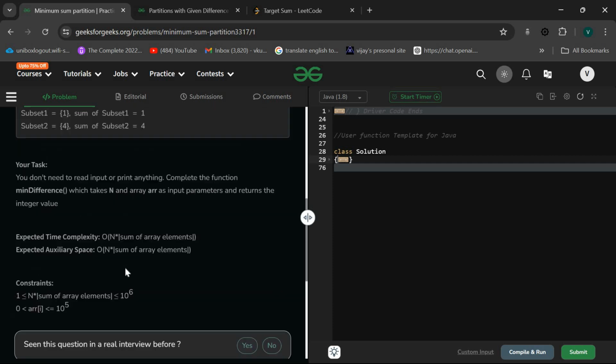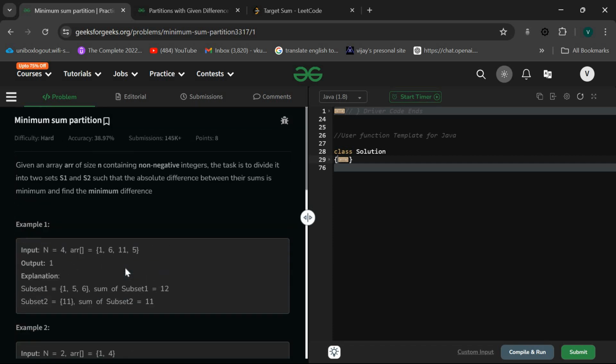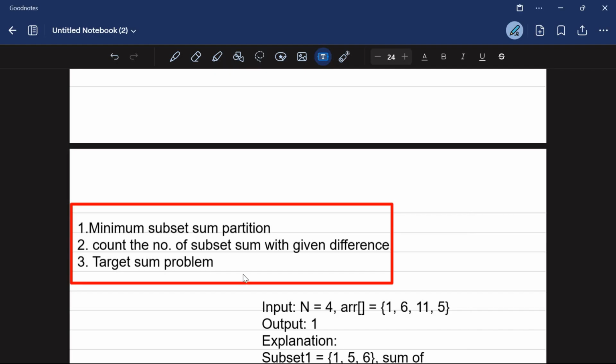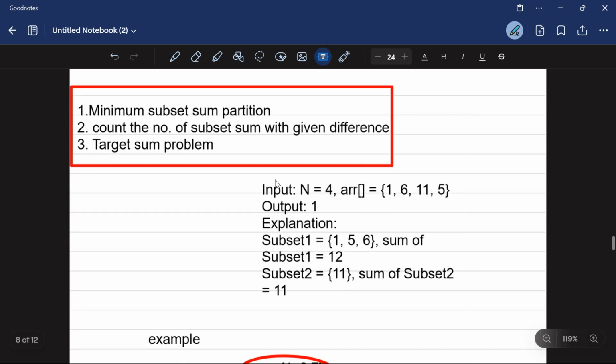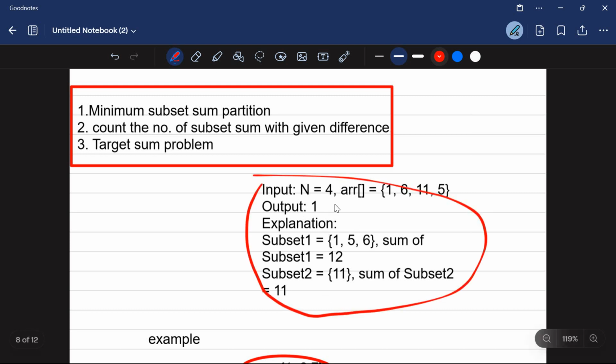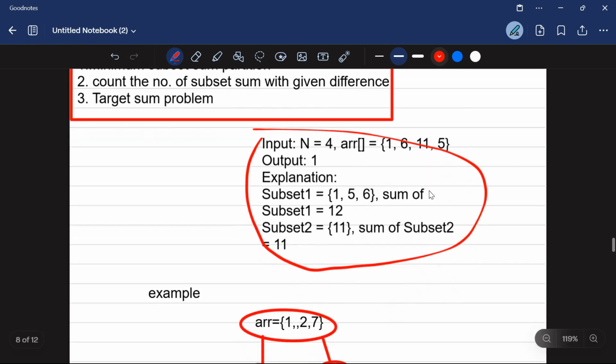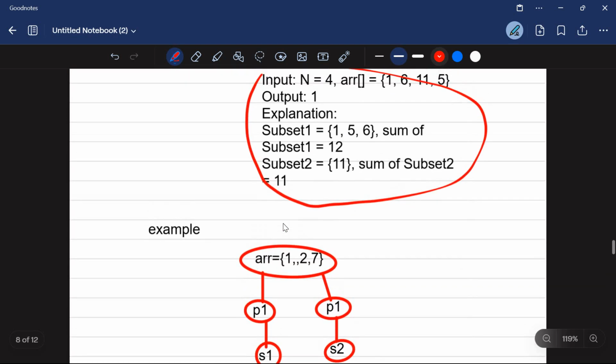So let's go to the notes. This is the input, I told you in the problem, and the input values. So this is a big input, so let's consider a small input, easy to understand and easy to calculate.